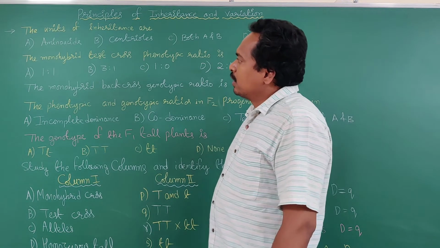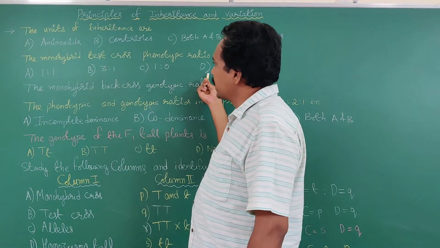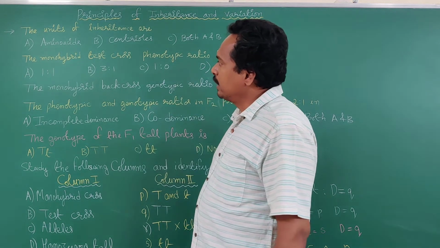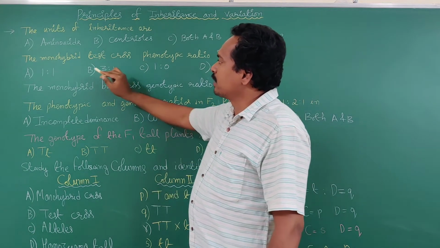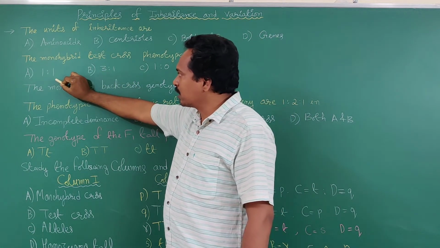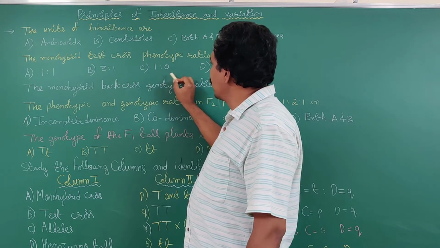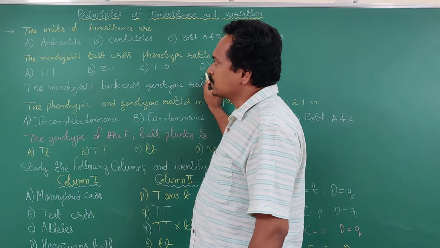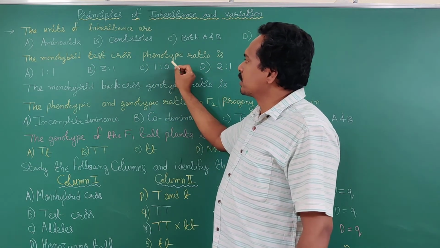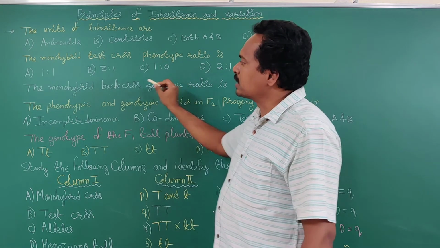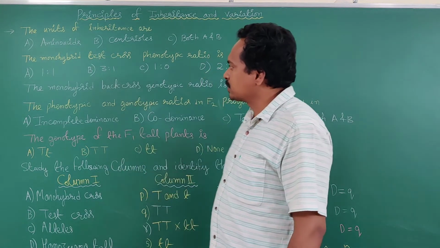Okay. Next question: the monohybrid test cross phenotypic ratio is what? What are the given options? Option A 1:1, option B 3:1, option C 1:0, option D 2:1. The monohybrid test cross phenotypic ratio is 1:1. Option A is the correct answer.